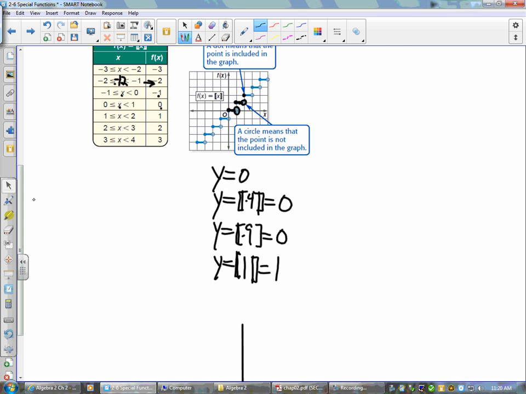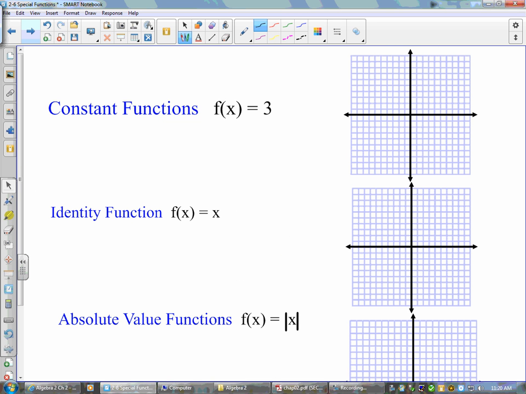Okay? Next, a couple more functions you're probably familiar with. The constant function, f of x equals 3, or y equals 3. This is a constant because there's no variable. It doesn't matter what x is. Y will be 3. So if I go up 1, 2, 3, I could pick 3. 1, 3; 2, 3; 3, 3; negative 3, 3. And my line's going to be up at 3, and it's a constant horizontal line.